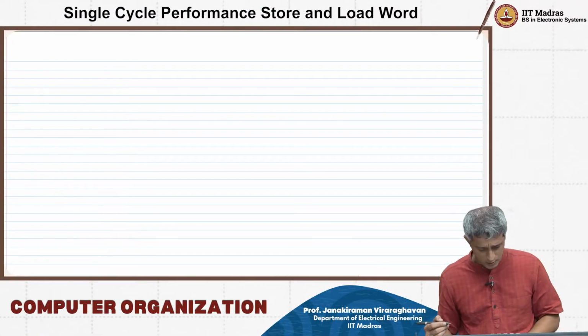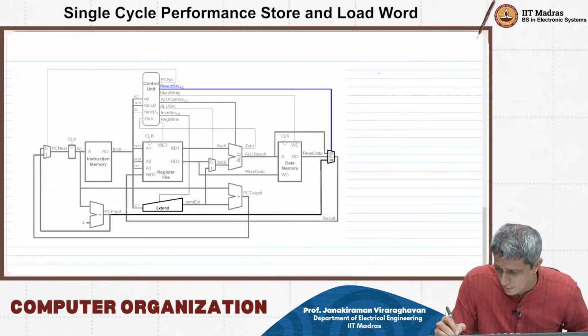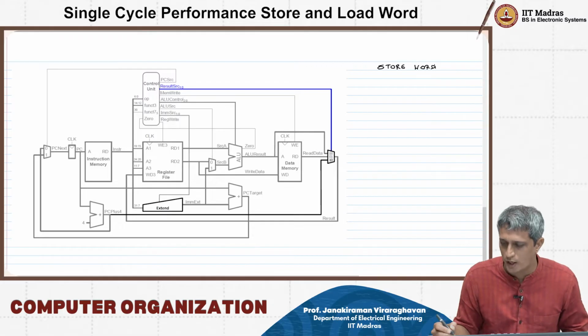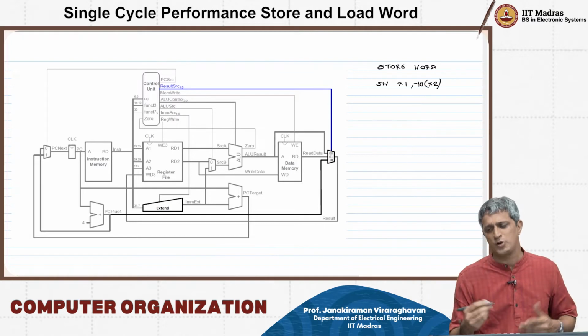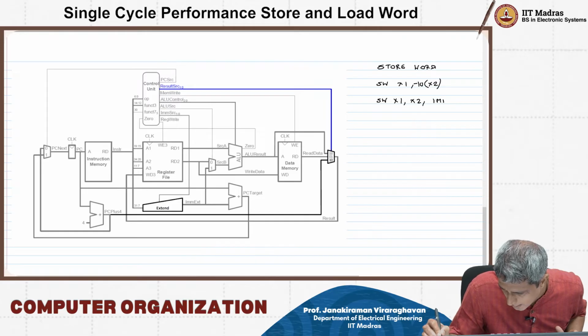Let us look at the store instruction. Actually, that might be a better thing to do first. Okay, let's look at store word. So we are basically saying SW x1, x2 of minus 10. Okay, some immediate data basically. So SW x1 x2 IMM.